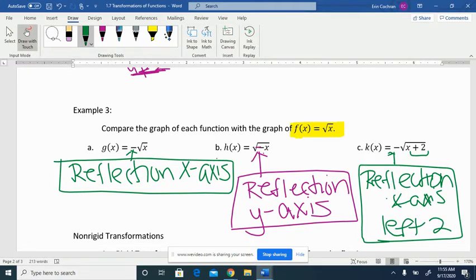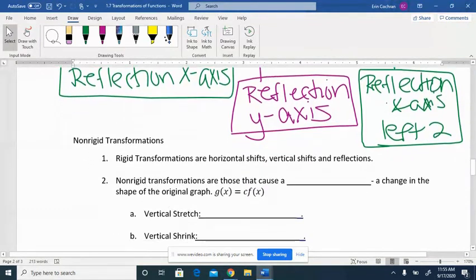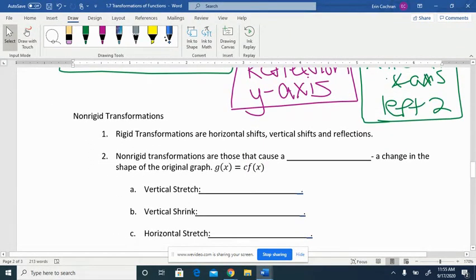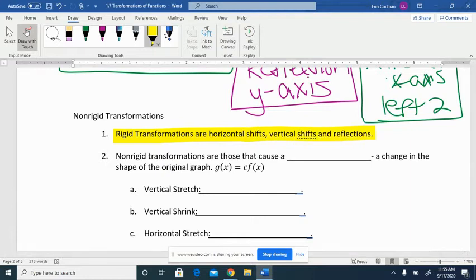All right, all the transformations we talked about have been rigid. Those are your horizontal, your vertical, and your reflections. Now we're going to talk about non-rigid transformations, those that cause a distortion, those that change my shape somehow.